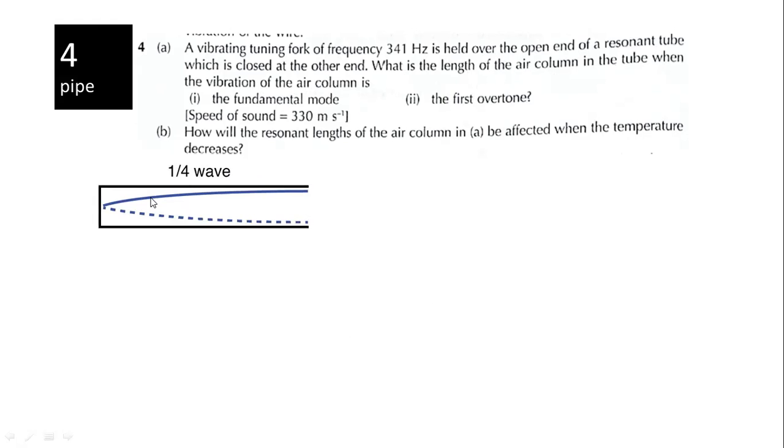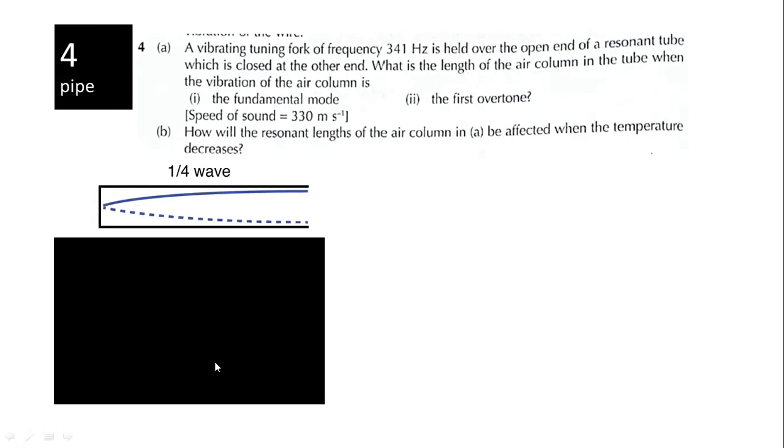Right? This is a quarter wavelength. Right? Lambda is V over F. So V is 330. You are given the fundamental frequency, so you can calculate your wavelength. V over frequency, that's your wavelength.